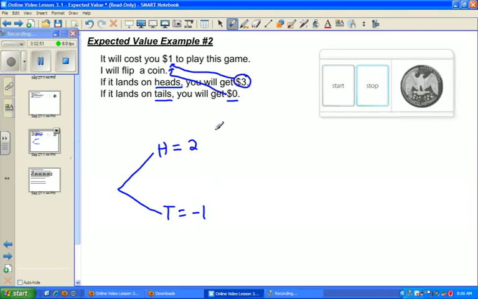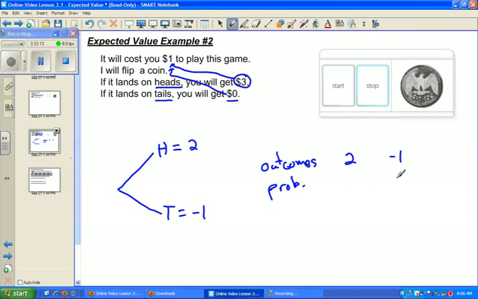So this is kind of a tree diagram approach, but on the side here, I'm going to create my little table. I'm going to have outcomes and probabilities. So there are only two outcomes. The first outcome is $2, positive 2 for you. And the second outcome is minus $1. You lose $1.